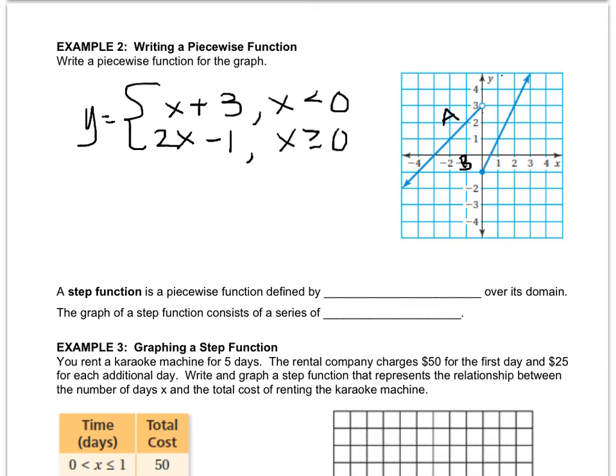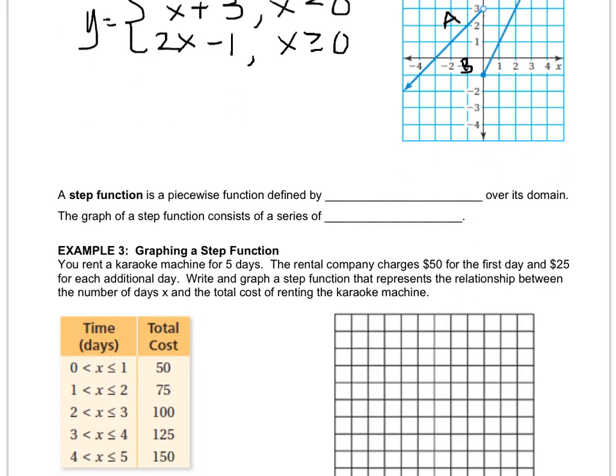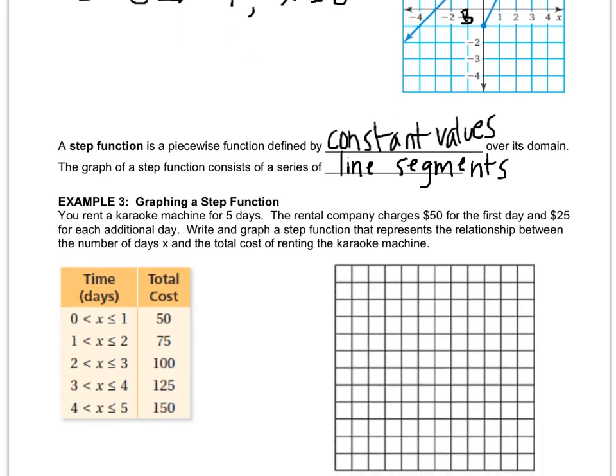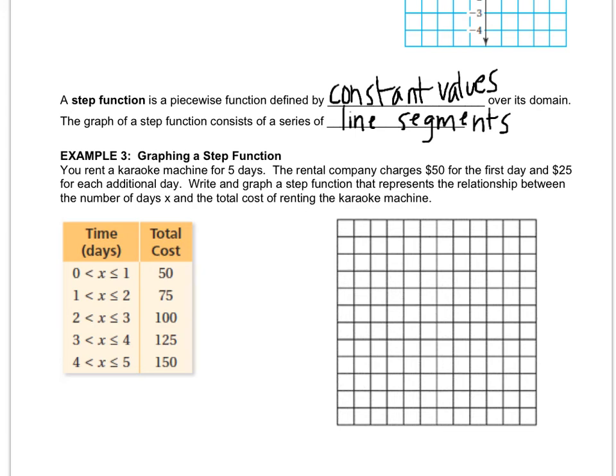There's an important type of piecewise function. It's called a step function. And a step function is a piecewise function defined by constant values. The graph of a step function consists of a series of line segments. So let's see what that really means. So we've got this karaoke machine for 5 days, and they're charging us $50 for the first day, $25 for each additional day. So we've got to write and graph a step function. Now I'm going to keep us in the first quadrant because I can't have negative days or negative dollars, so it makes sense to stay here.